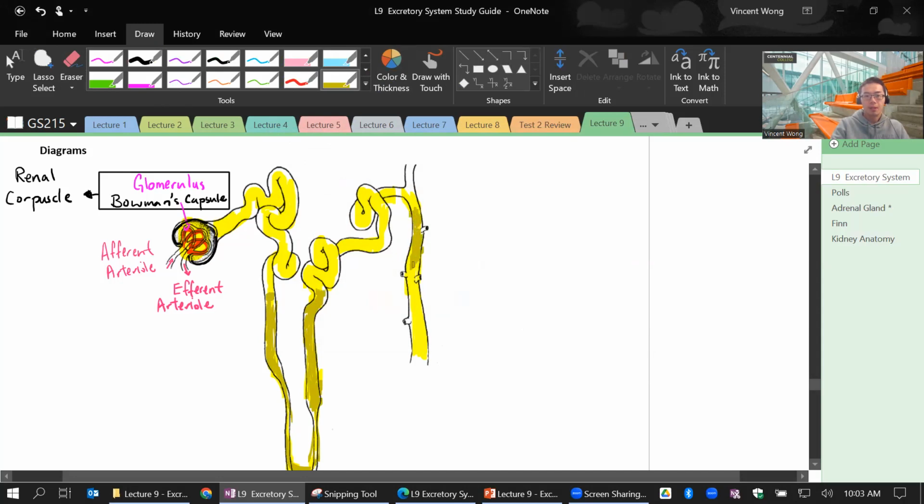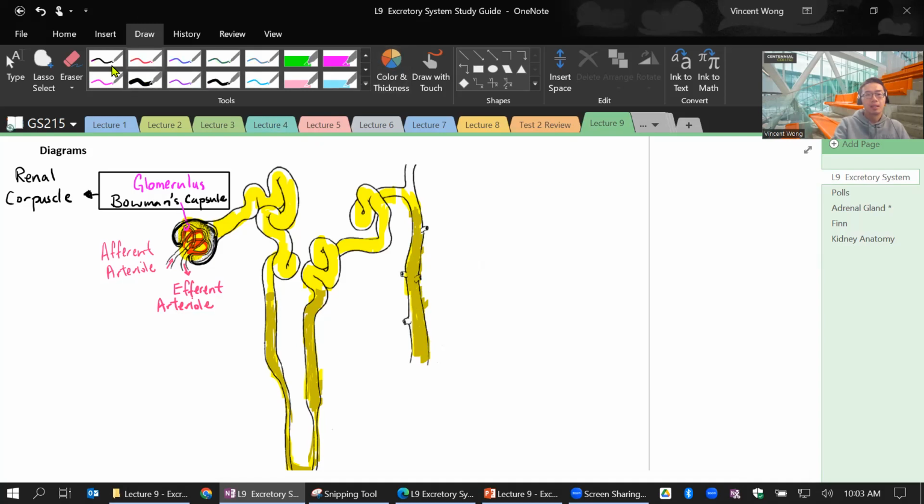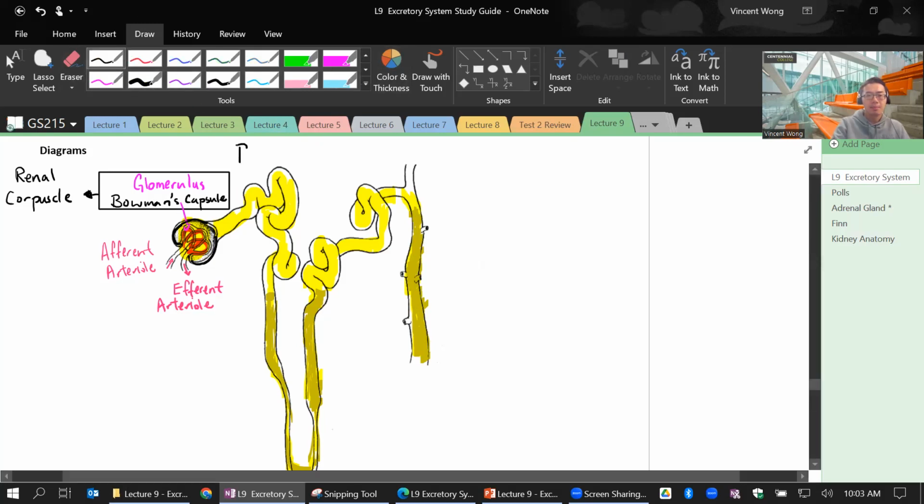Okay, so the nephron is separated into different sections based on the function. We haven't learned the functions yet, we will. So over here, that is the proximal tubule. Going down here, descending limb, ascending limb, but collectively it is the loop of Henle.